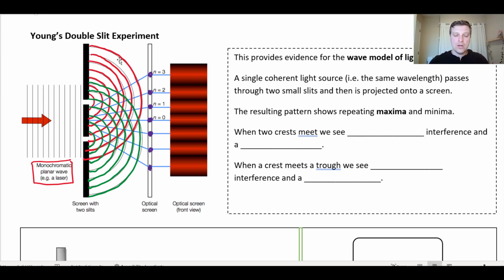So we take a single coherent source of light, same wavelength, pass it through 2 small slits and project on a screen. The resulting pattern shows maxima and minima, maxima being the bright spot. When 2 crests meet, or 2 troughs, we see constructive interference and a maxima. When a crest meets a trough, we see destructive interference and a minima. So you're going to see a dark spot.